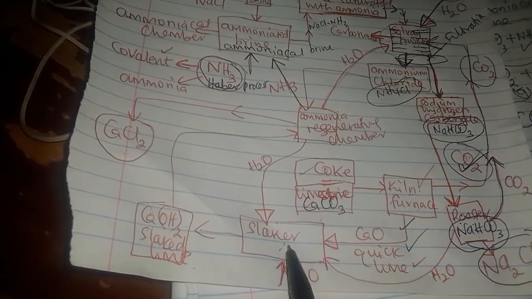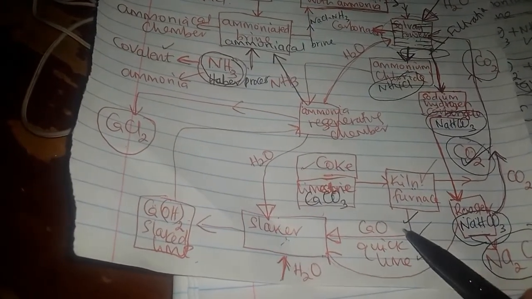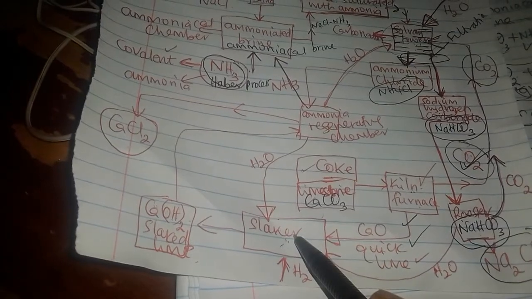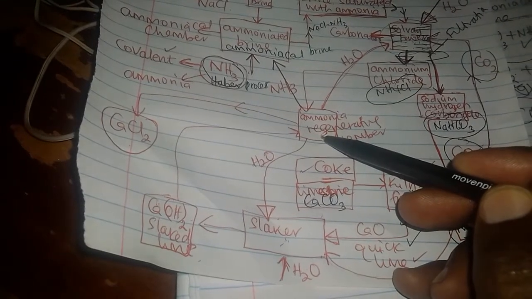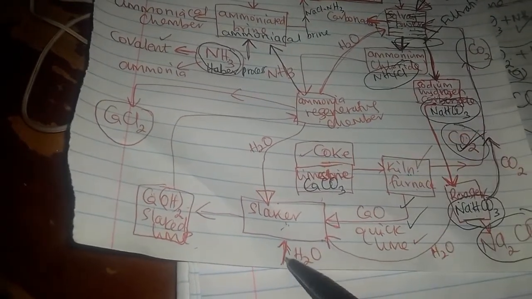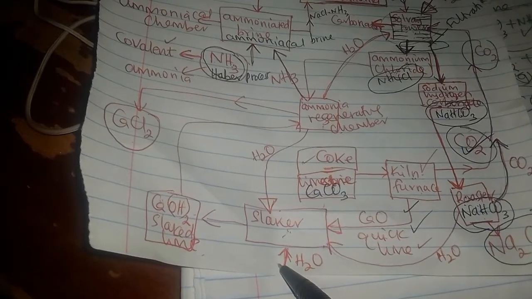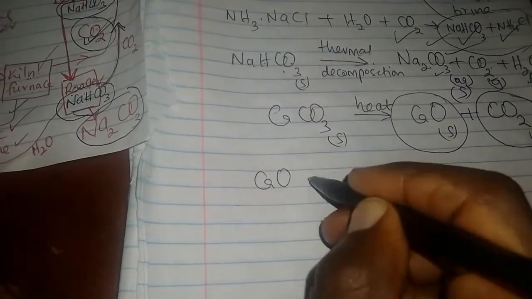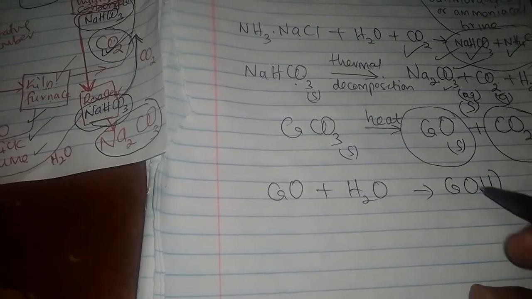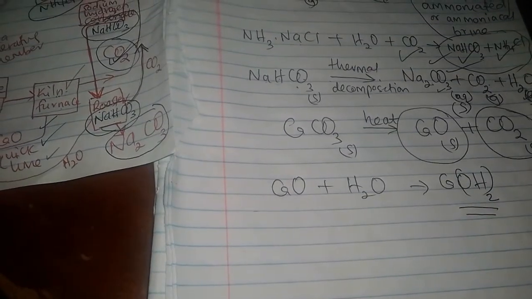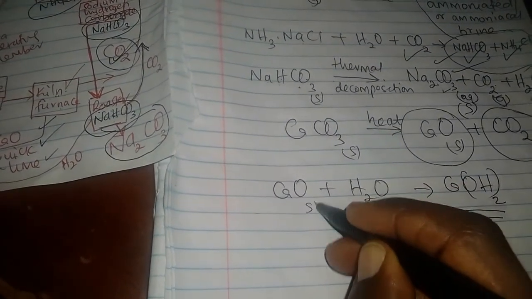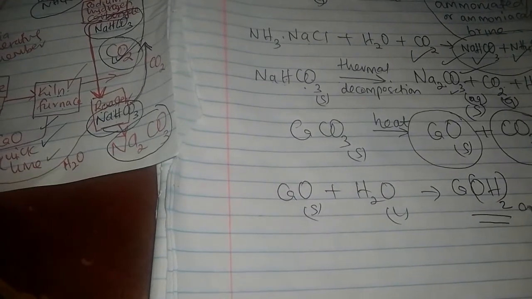Great. So what happens in the slacker? In the slacker, the calcium oxide meets with water from either the ammoniating chamber, where ammonia gets regenerated, or from an external source like a water body, like a lake or a river. So what do we have here? We have the calcium oxide combining with water to give calcium hydroxide, which is also called slaked lime. So you have a solid, you have a liquid, and then an aqueous solution.